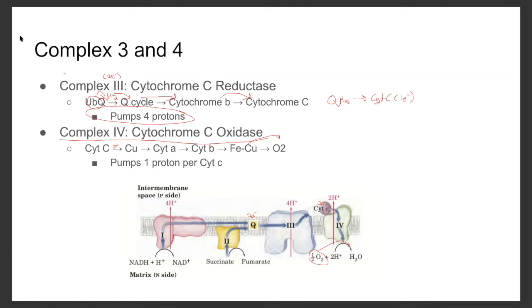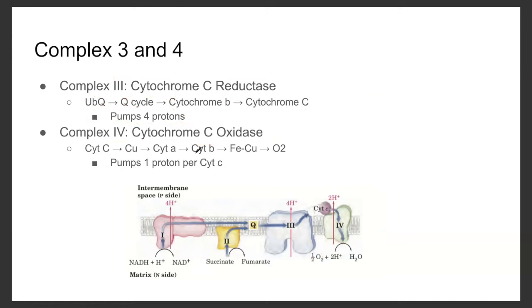So to repeat, what do you need to know? Complex 3, you need to know that it's QH2 to cytochrome C, basically. It pumps protons, and we've transferred it from a 2-electron carrier to a 1-electron carrier. Then complex 4, we transfer it from cytochrome C to oxygen to form water. It pumps protons, and it's the end of the electron transport chain as we know it.